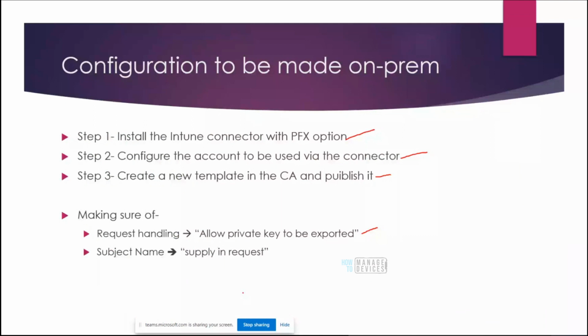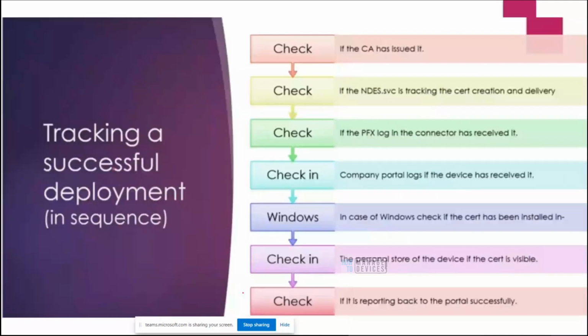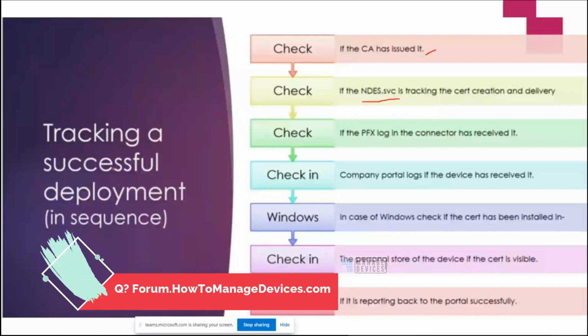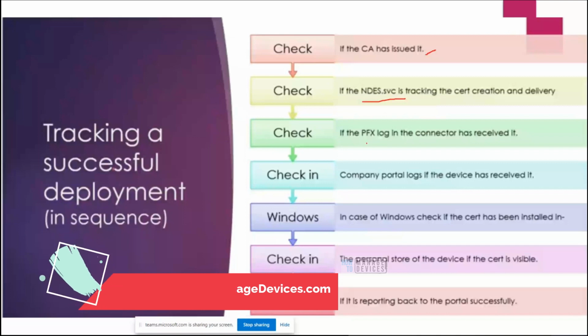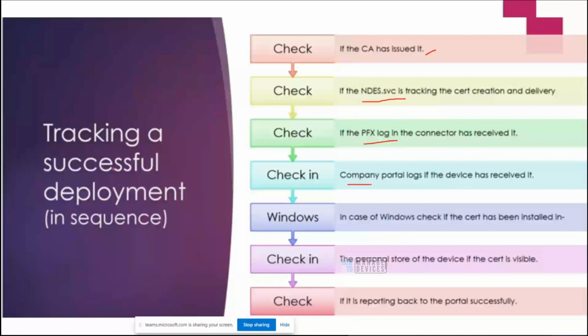First, the certificate would come down to the device if and only if the CA issued it to begin with, right? So this is where we can check at the very first time whether the CA has issued it or not. And if the CA has issued it, there are a couple of logs that we can check. We can check the ndes.svc log, which I'll show you guys where that is and what that contains. We can check the PFX log. We can check the company portal logs in case of an Android or an iOS device. In case of a Windows device, we can check the store as well as the event logs. I'll be showing you guys where to check that.